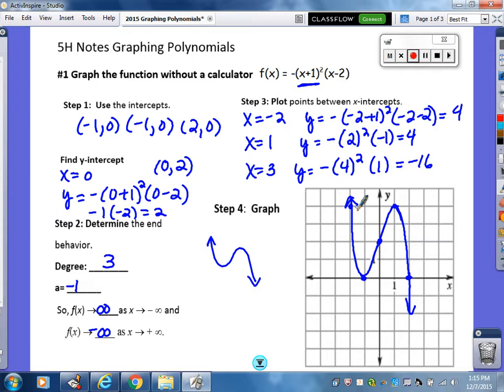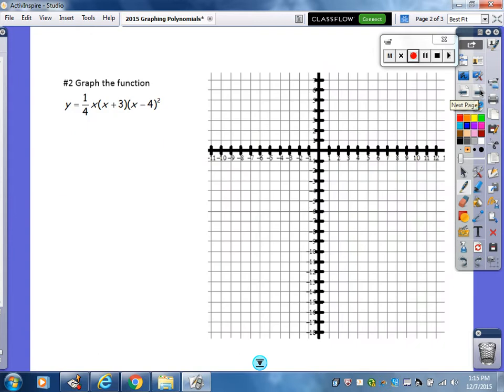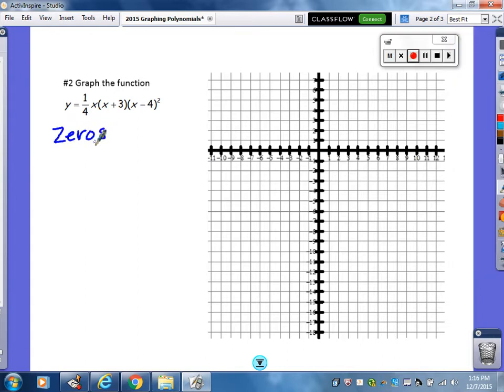So we're going to practice another one of these, and then we're going to go backwards and find the equation given the graph. Let's look at the next one. Here again, it's in intercept form. The first thing I want to do is find my zeros. What are my zeros? Well, I've got x equals 0, so that's (0, 0).